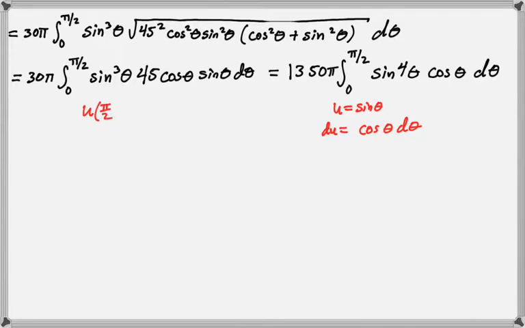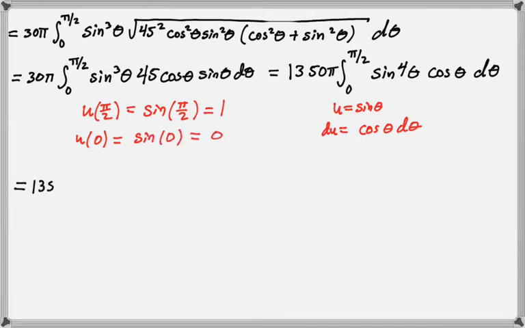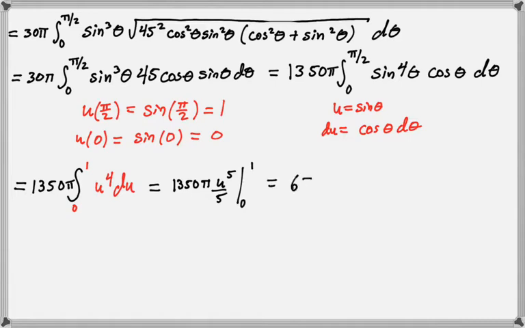So when theta is equal to pi over 2, u is equal to sine of pi over 2, which is 1. When theta is equal to 0, u is equal to the sine of 0, which is 0. So now we have 1350 pi, integral from 0 to 1, u to the 4th du, which is going to be 1350 pi, u to the 5th over 5, evaluated from 0 to 1. And so that surface of revolution is going to be 675 pi, and in this case it would be units squared.